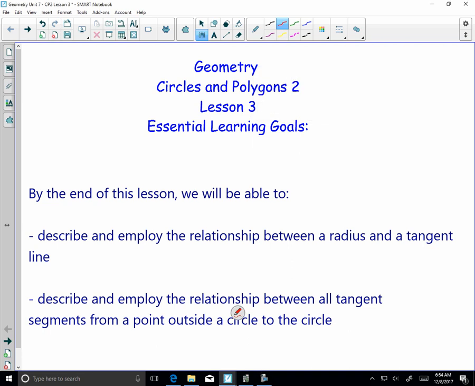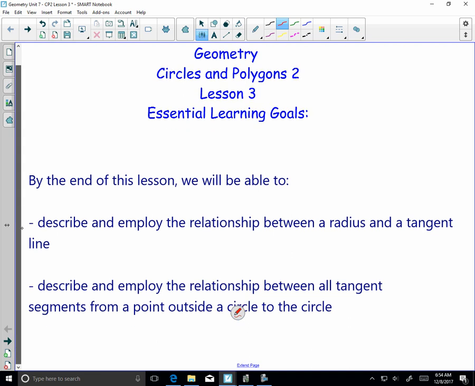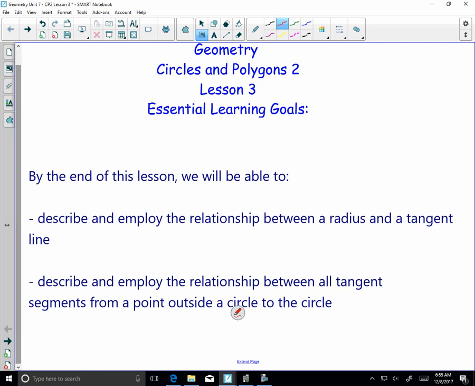We're in our second unit of circles and polygons, lesson 3. Our goals for this lesson: by the end of the lesson, describe and employ the relationship between radius and tangent, and describe and employ the relationship between all tangent segments from a point outside a circle to the circle.